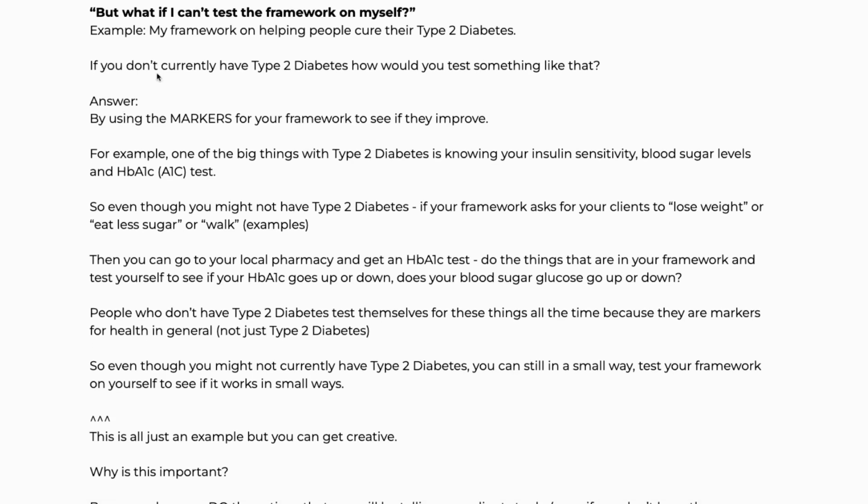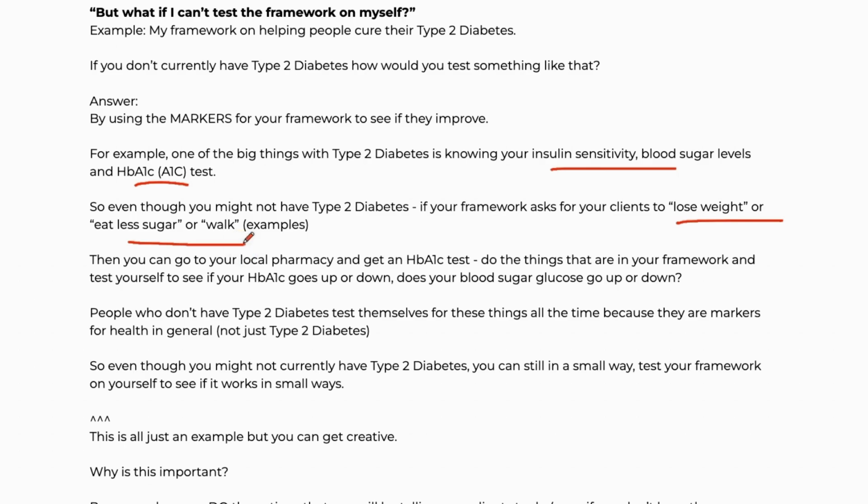So for example, people who have diabetes actually test their insulin sensitivity and blood sugar levels using something called HbA1c, or an A1C test, right? And there's other glucose monitors and insulin tests that you can do as well. So even though you might not have type 2 diabetes, if your framework is to help people just lose weight or eat less sugar or walk, right? Just examples, then what you can do is actually do the things that are in your framework.